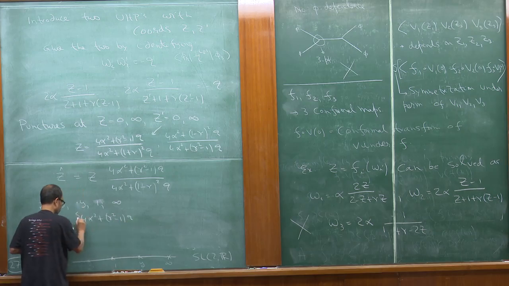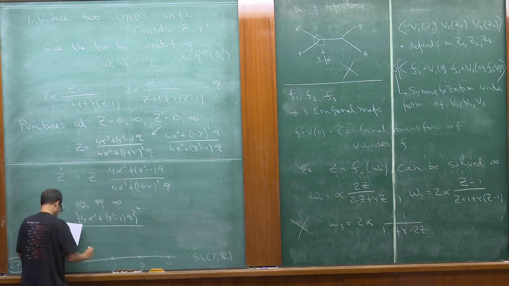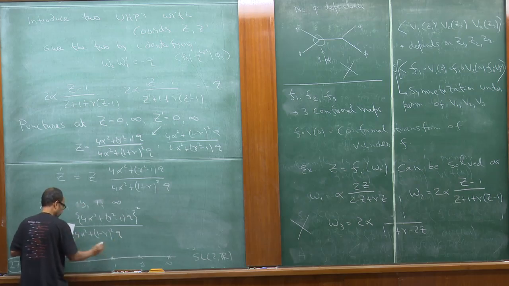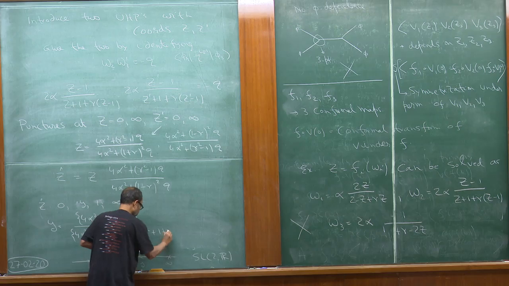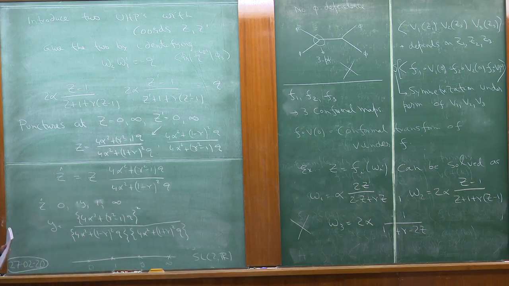So, y after you do the scaling is (4 alpha square plus gamma square minus 1) times q whole square over (4 alpha square plus 1 minus gamma) whole square q. Is this okay? Right. So, this is the y-q map.